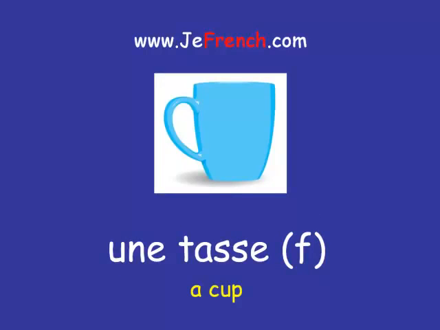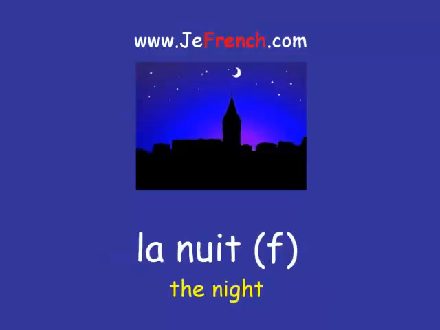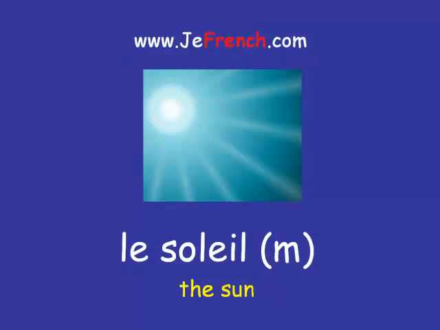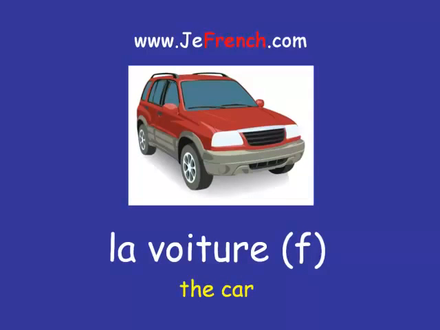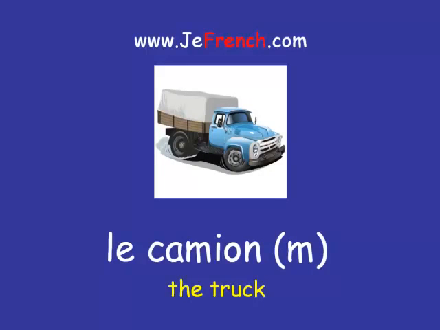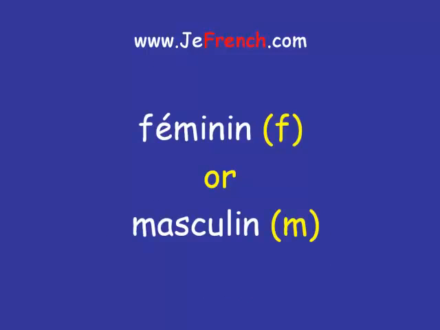Examples are une tasse, a cup, une tasse, that's féminin. La nuit, the night, la nuit, féminin. Le soleil, masculin, the sun, le soleil. So the sun is masculine. La voiture, the car, la voiture, féminin. Le camion, the truck, le camion, masculin. So féminin or masculin, it's either or.